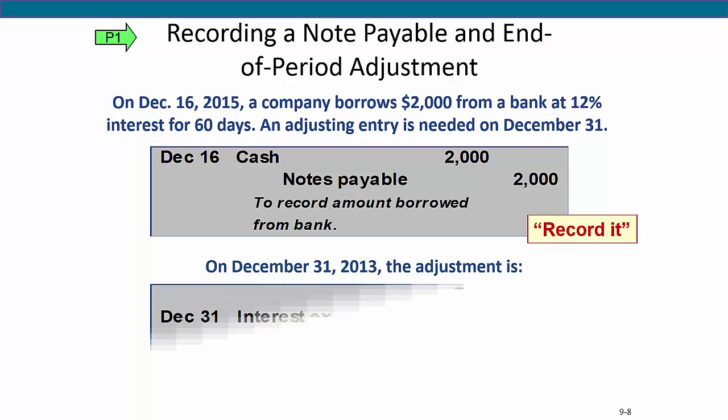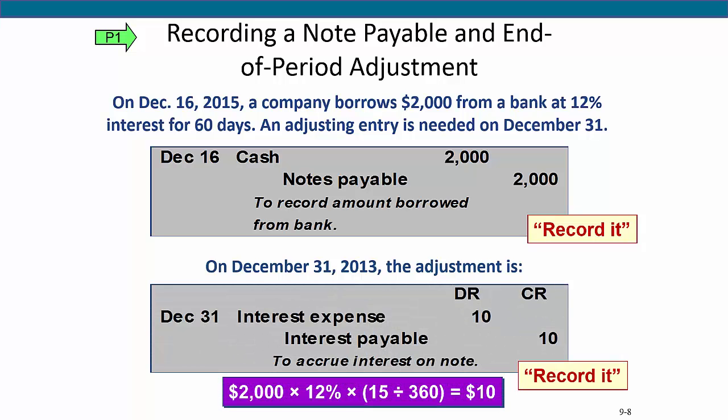We need to accrue $10 in interest expense for 2015, that is, for the length of time from the note issue date of December 16 to the end of the month, December 31st. Since there are 31 days in December, 31 minus 16 equals 15 days of interest to accrue. The entry is to debit the interest expense account and credit the liability account, interest payable, for $10.